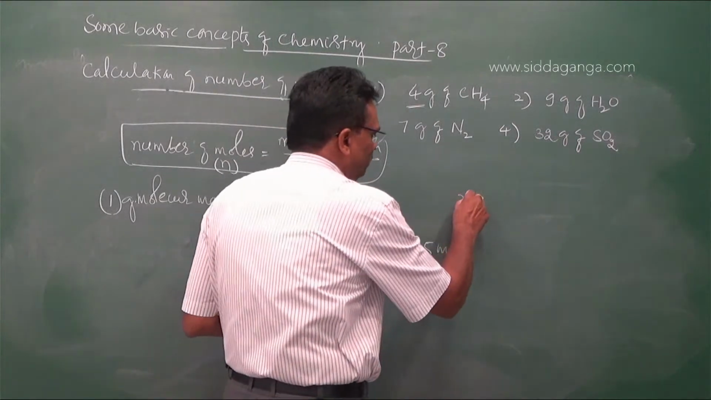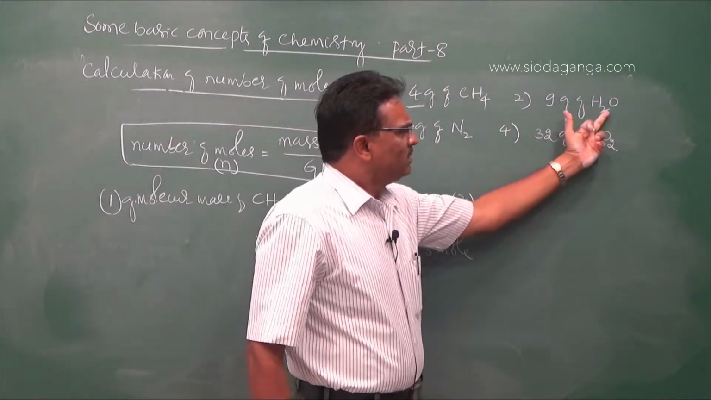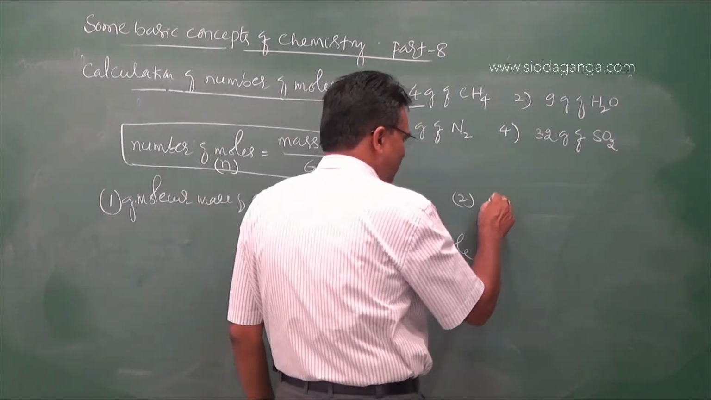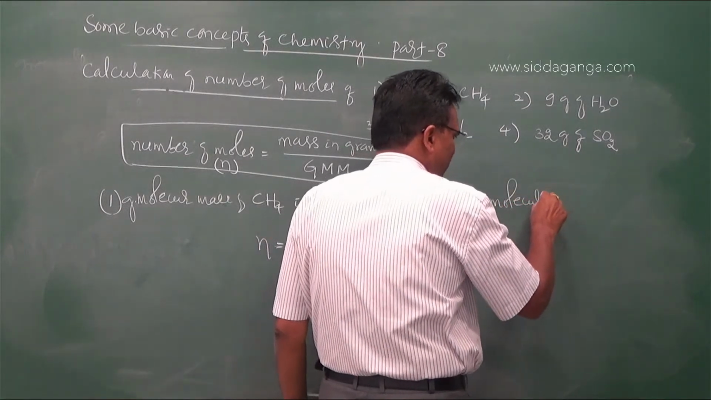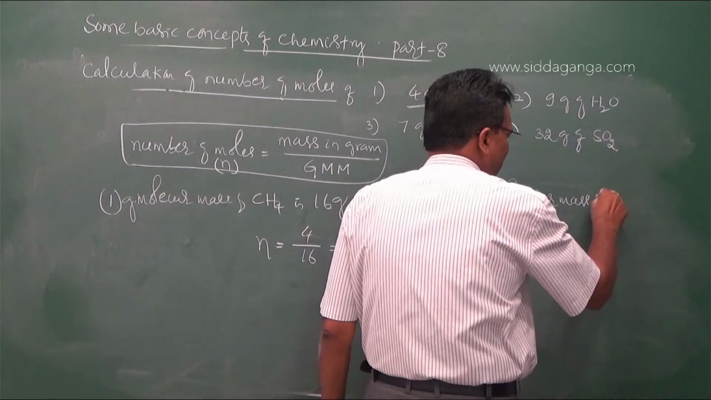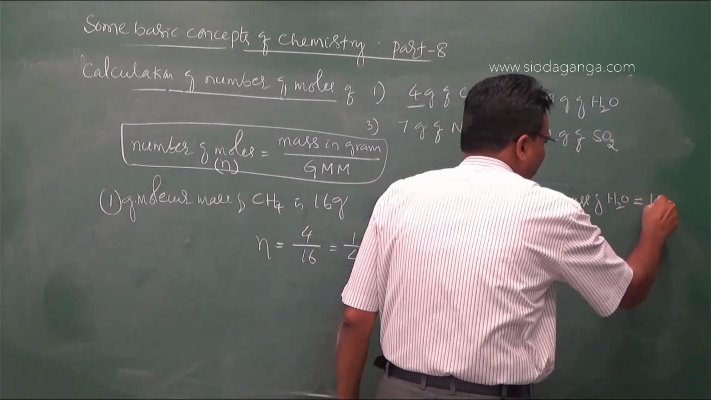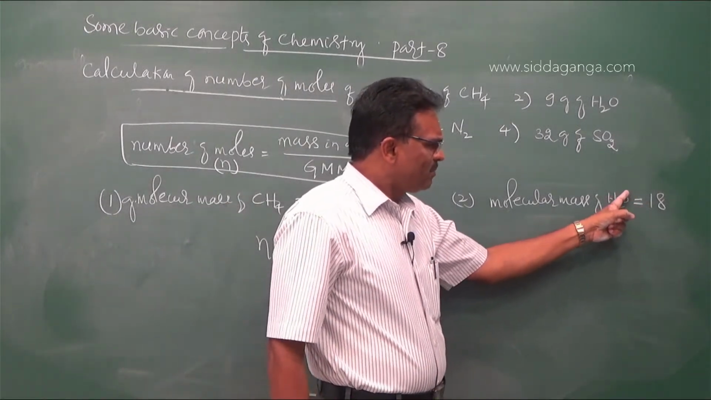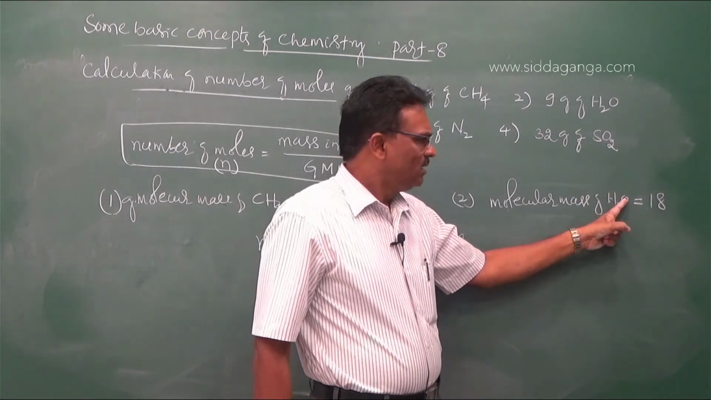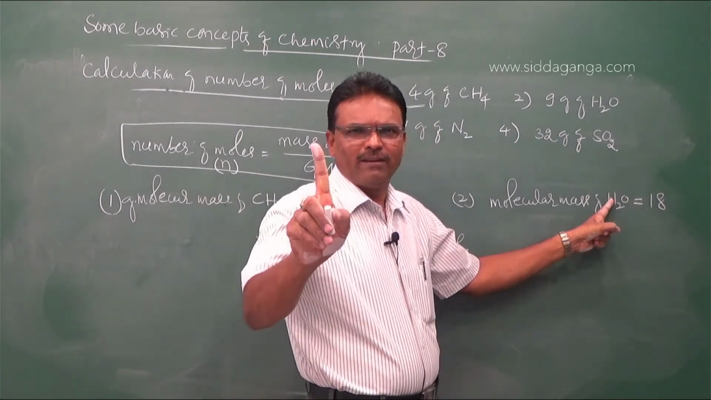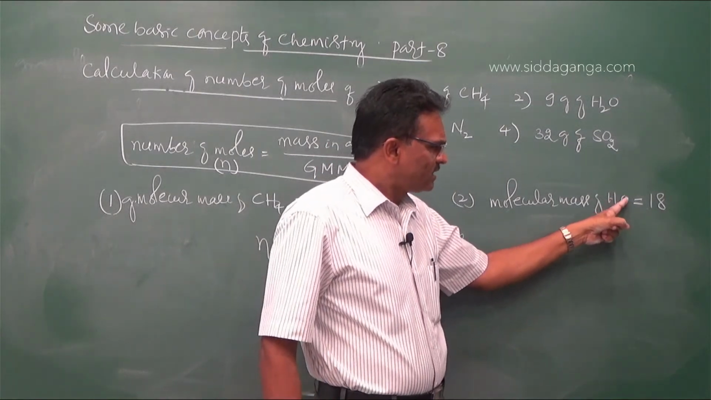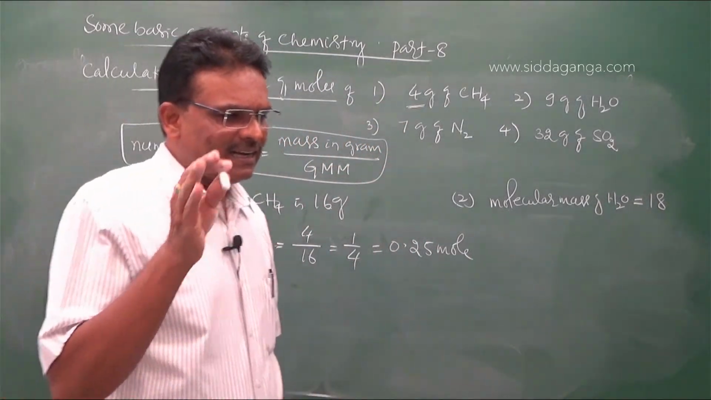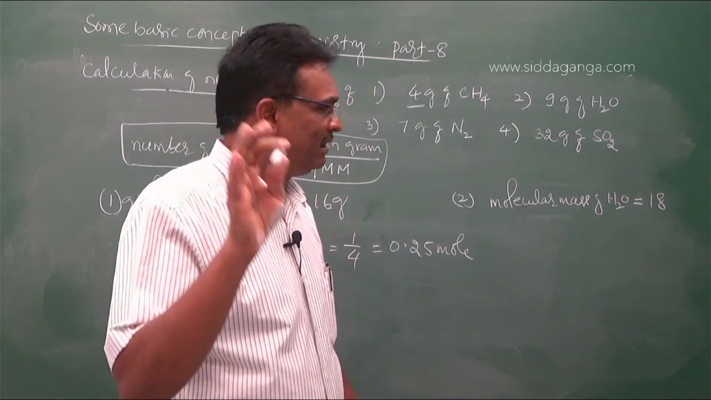Second one. So first we have to calculate the molecular mass of H2O. So molecular mass of H2O is equal to 18. Atomic mass of oxygen is 16. Atomic mass of hydrogen is approximately 1. Here there are 2, so 16 plus 2, 18. So molecular mass can be calculated just by adding the atomic mass of all the elements in the given substance.